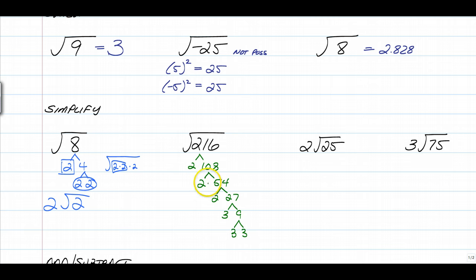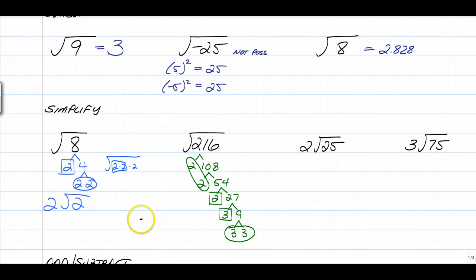Now remember, you must circle in groups of 2. So we have a pair of 2s and we have a pair of 3s. And then left over we have a single 2 and a single 3. And radicals and 2s cannot hang out with 3s. I know it's sad, but that's just the way things are in math world.